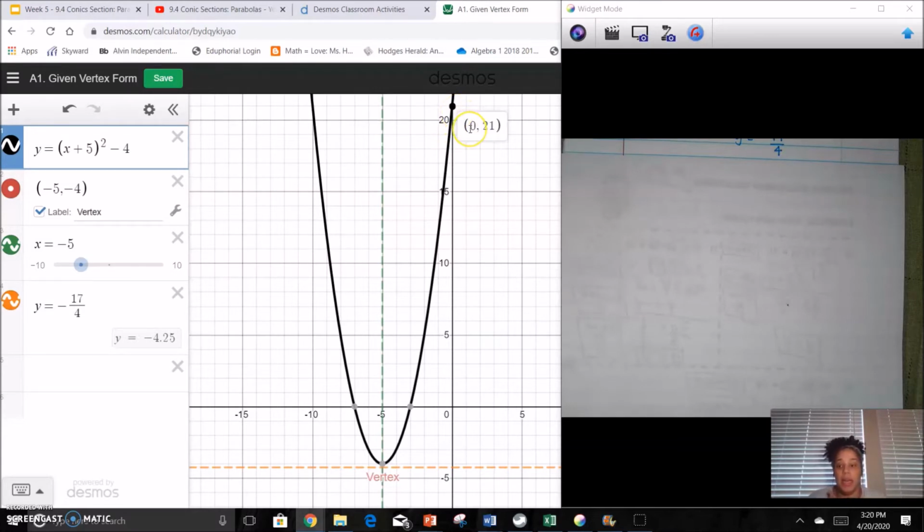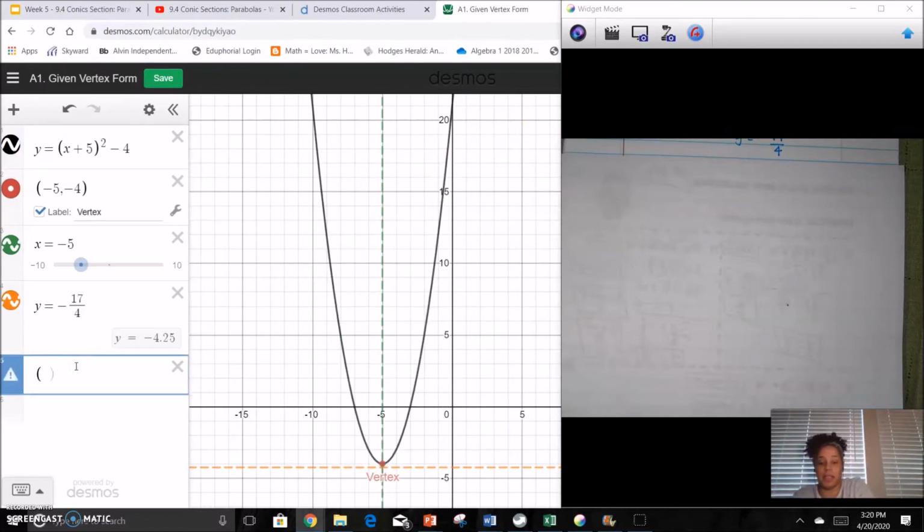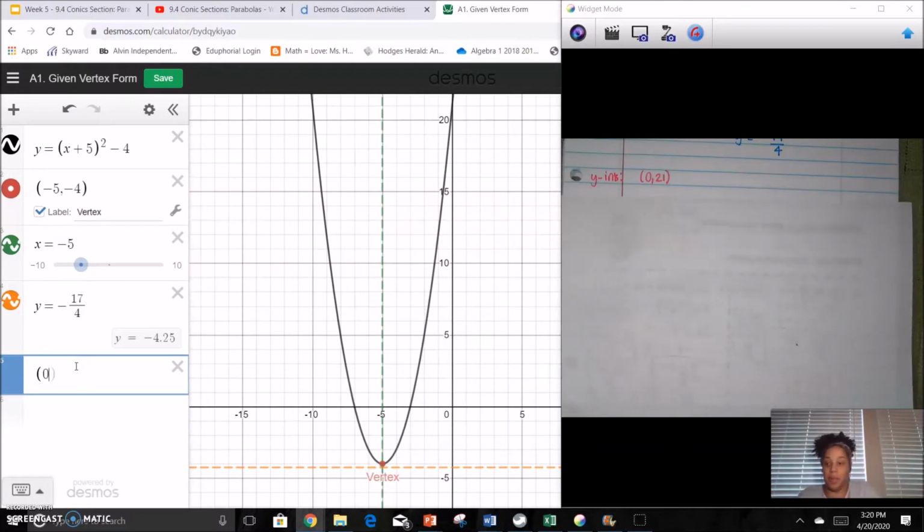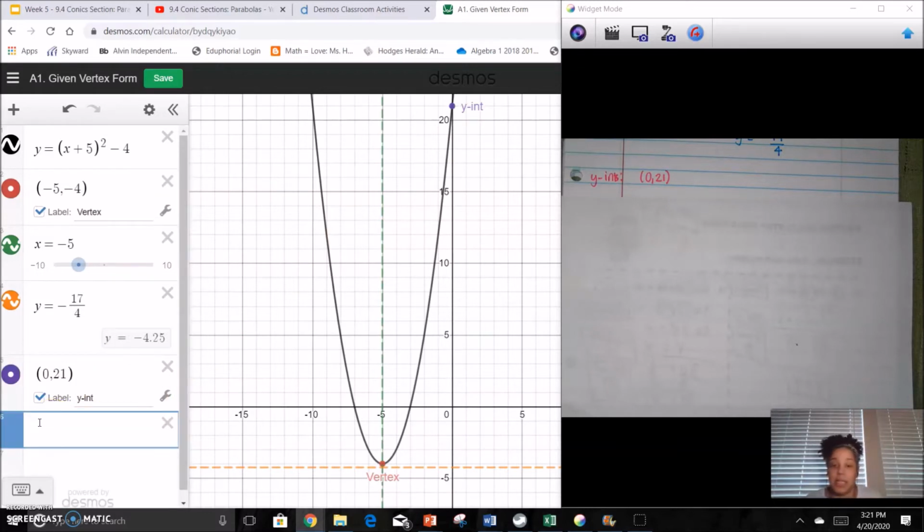The next thing I asked for was the y-intercept. So I want to find where the graph crosses the y-axis, and it crosses it at (0,21). So I'm going to come down here, type it down, and write it down. The y-intercept is (0,21). Then I'm going to label it, and this is the y-intercept. And then you want to color it the way it says. It wants it to be purple, and it looks like that was the default color that it went to, so that's gravy.